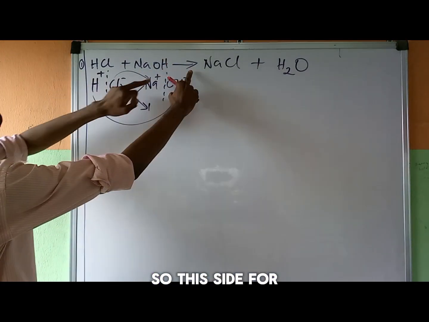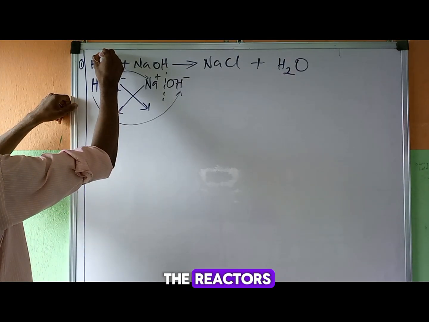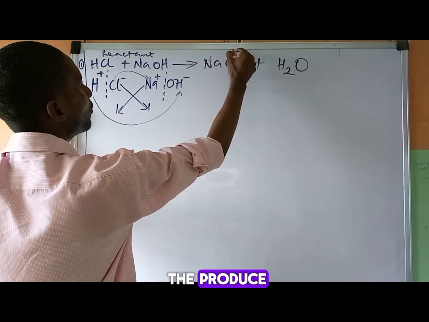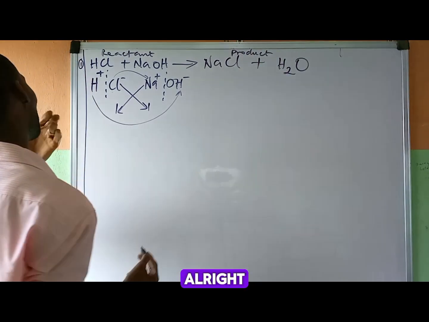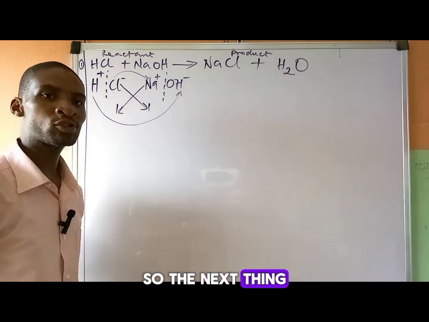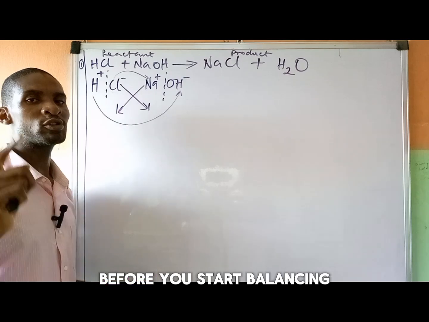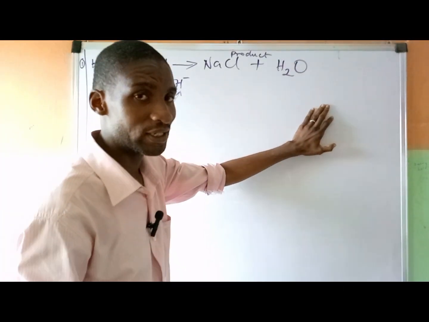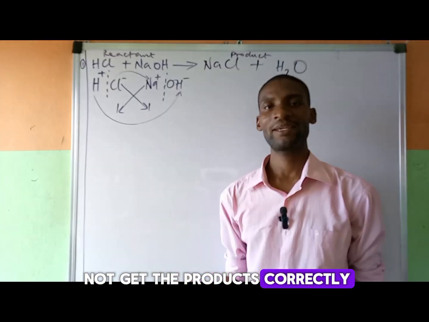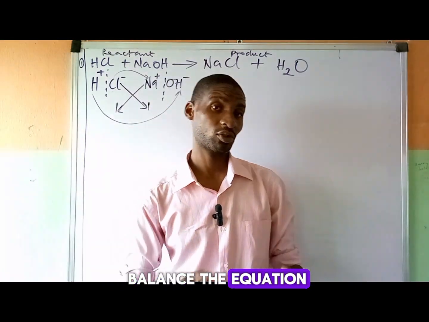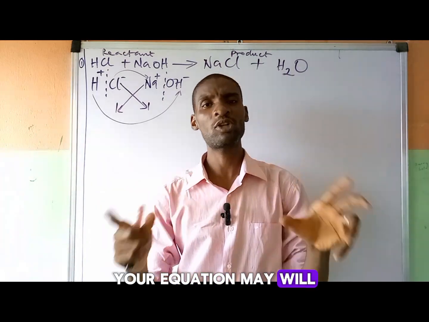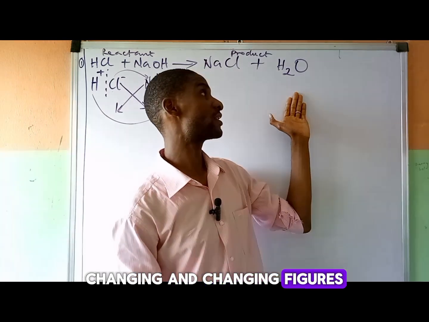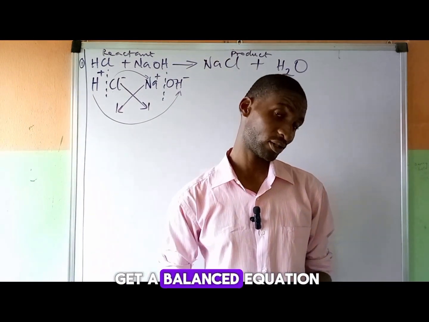This side before the arrow is called the reactant side, while this side after the arrow is called the product side. Alright. So the next thing to do is to balance the equation. Before you start balancing, ensure that you have gotten the product correctly. Because if you do not get the product correctly, even when you try to balance the equation, your equation will not be balanced. You will just keep changing and changing figures and values, and you will still not get a balanced equation.